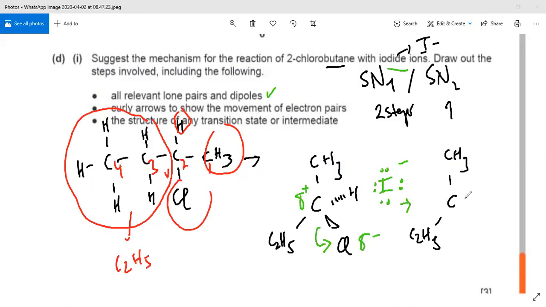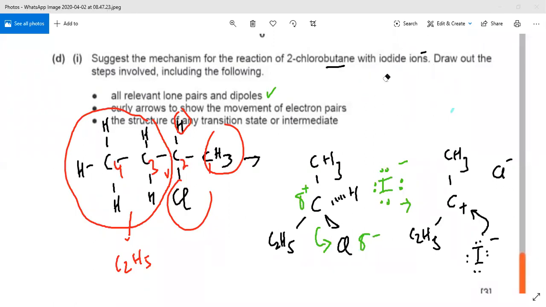Okay, so this one still remains H, and then I have a plus here, and I minus is already there. Okay, and then I have a Cl minus here. Then I minus will attack this carbocation. Then I will have this structure.